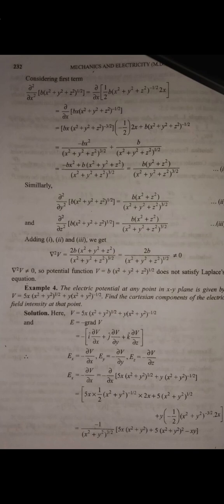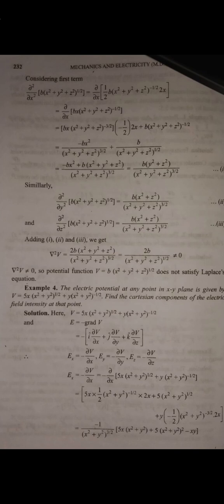Adding 1, 2 and 3, we get the divergence squared of V, that is, ∇²V, equal to 2b(x²+y²+z²)/(x²+y²+z²)^(3/2), equal to 2b/(x²+y²+z²)^(1/2), which is not equal to 0. So ∇²V is not equal to 0. So the potential function V equal to b/(x²+y²+z²)^(1/2) does not satisfy Laplace's equation.